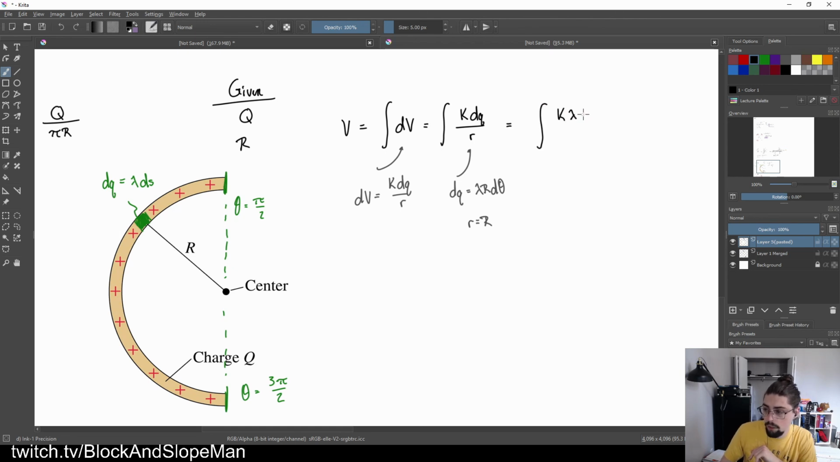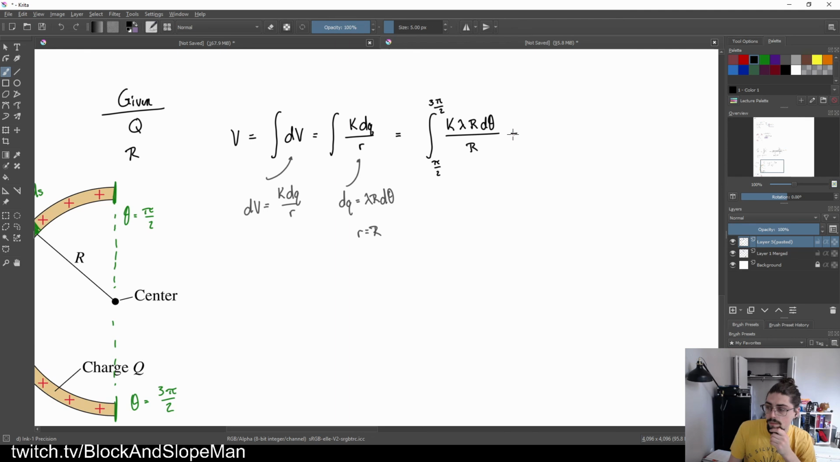K lambda r d theta over capital R. I'm going from pi over 2 to 3 pi over 2. Sorry if that's kind of small for anybody. I can pull out my constants and I can cancel out that r, right? R over r is just 1. Get rid of that. K lambda integral of d theta. What's the integral of d theta? Well, it's just theta. 3 pi over 2 minus pi over 2 is just pi.